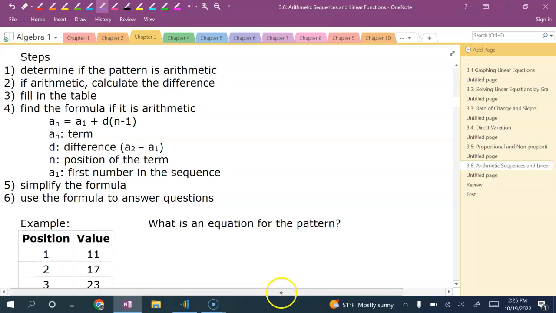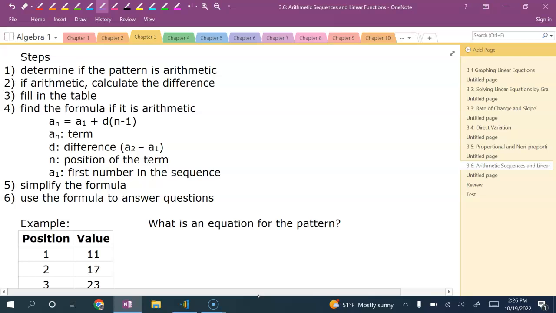So in order to write out an arithmetic sequence and then to use it to predict what would come next, there are some steps that we want to follow. The first thing you want to do is decide if it is arithmetic or not. So look at the pattern. If they're adding something repeatedly, that would tell you that it's arithmetic. If it's multiplying, then it's not, and you're not going to be able to do the rest of these steps. If it's arithmetic, you want to figure out what the difference is, and then fill in the table that they give you. So fill in any missing terms that you might have, and then use that to help you write out your equation.